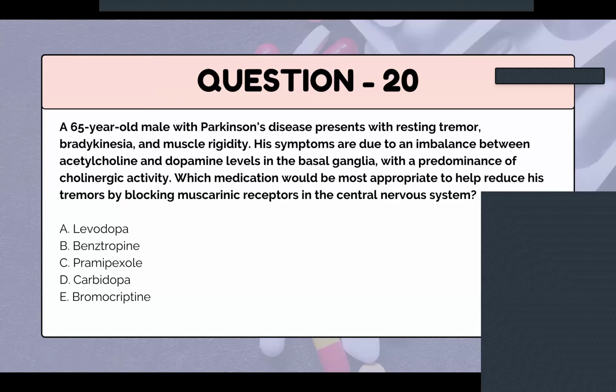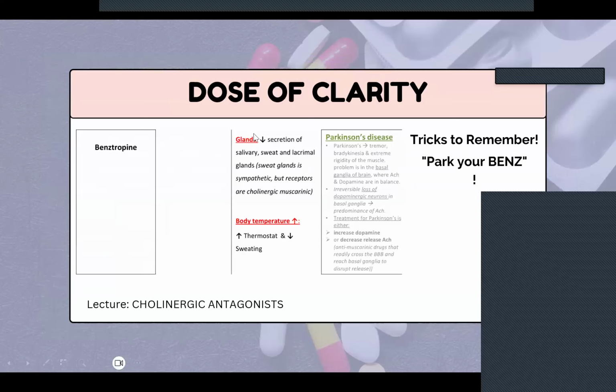Few of you answered B and someone answered A. So the correct answer is B, benztropine. Now, benztropine is an antimuscarinic drug which helps reduce symptoms of Parkinson's disease by decreasing the activity of acetylcholine at muscarinic receptors in the brain. So what happens is the balance between acetylcholine and dopamine is restored. So the symptoms like tremors and muscle rigidity are alleviated.